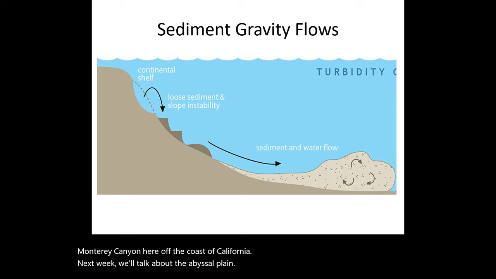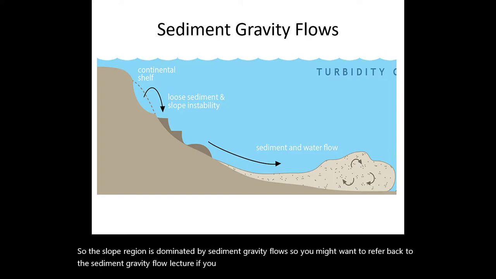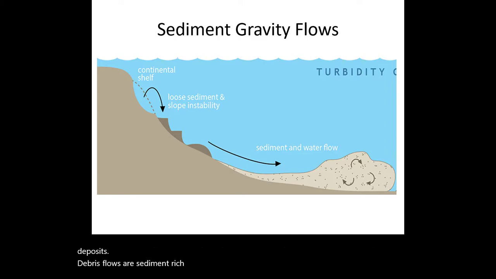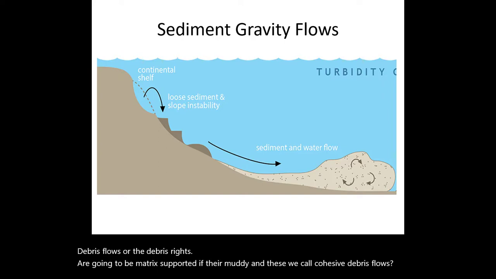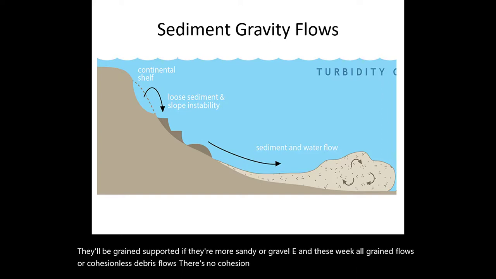So the slope region is dominated by sediment gravity flows. So you might want to refer back to the sediment gravity flow lecture if you've forgotten some of the key characteristics of these deposits. Debris flows are our sediment-rich sediment gravity flows. Debris flows, or the debriites, are going to be matrix supported if they're muddy, and these we call cohesive debris flows. They'll be grain supported if they're more sandy or gravelly, and these we call grain flows or cohesionless debris flows. There's no cohesion because they're not muddy.